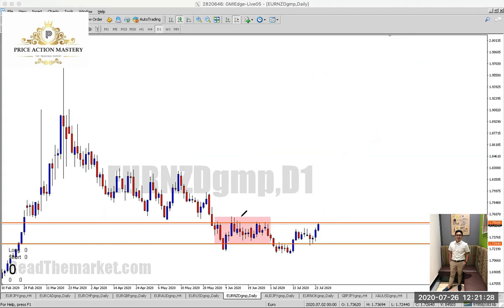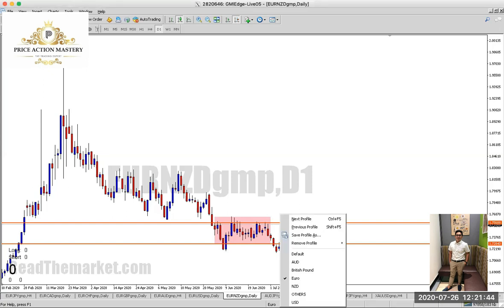Sometimes the market will just have a reversal pattern, and what we need to understand is how we can actually confirm the reversal pattern. The market has confirmed their reversal pattern by forming a setup.